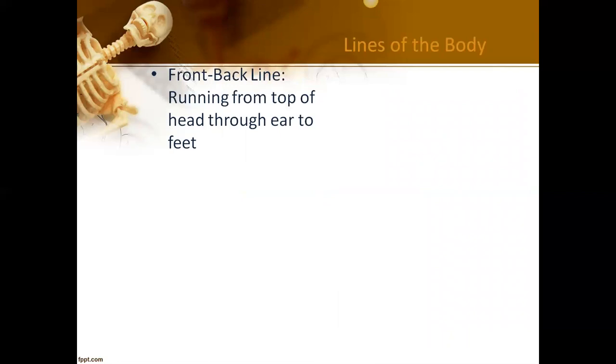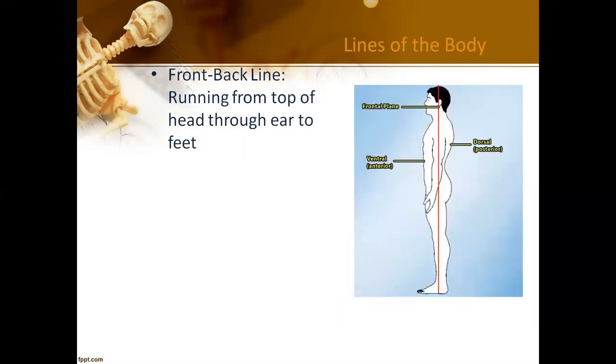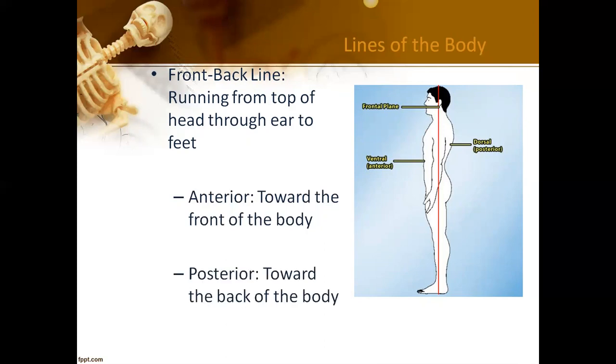And then there is the front and back line, which runs from the top of the head through the ear. So now we're on the side of the body to the feet. And here's a picture of the front back line. You can see it shows exactly as I said, the side of the body. Okay, so when we are looking at the front of the body, we call that the anterior. Anything toward the front is the anterior. Anything toward the back is the posterior. The terms dorsal and ventral are also used, but anterior and posterior are used most frequently.